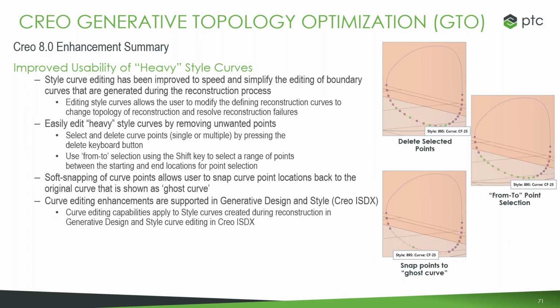Once we've run our optimization, we want to convert that back into a finished model. Basically that's an automatic one button click, and it uses style curves and the freeform surface tool to build that up. One of the things was that those curves it would create could be quite heavy. There could be lots of points depending on the intersections and everything that it found. There are some new tools in there to help simplify those curves and remove those unwanted points.